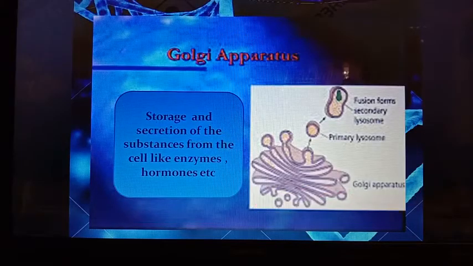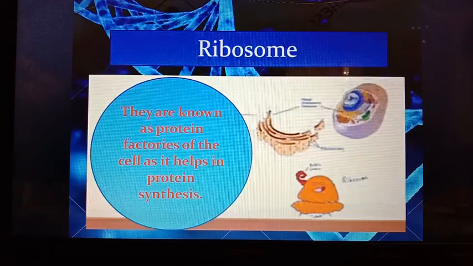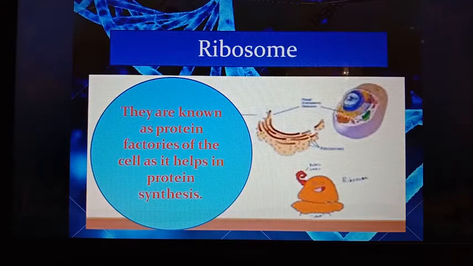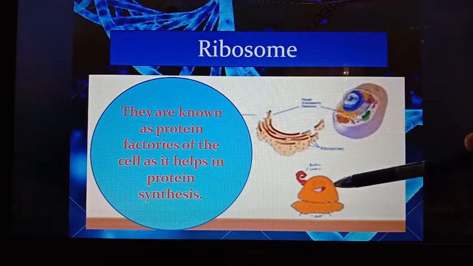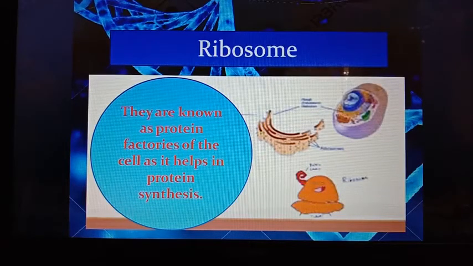Next organelle is Golgi apparatus or Golgi complex. Its main function is storage and secretion of the substances from the cell like enzymes, hormones, etc. Then ribosomes. You can see the diagram of the ribosome organelle, which mainly contains two units. One is large unit, another one is small unit. They are known as protein factories of the cell as it helps in protein synthesis.